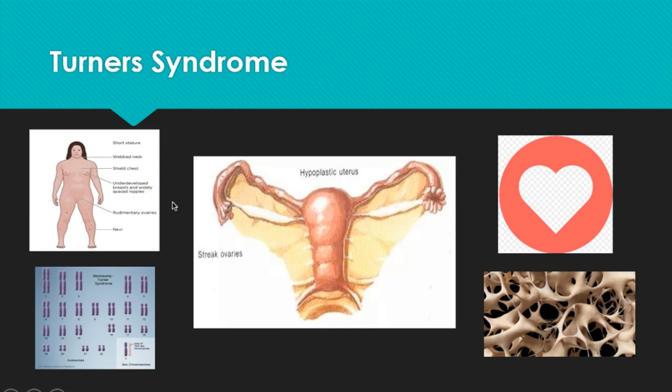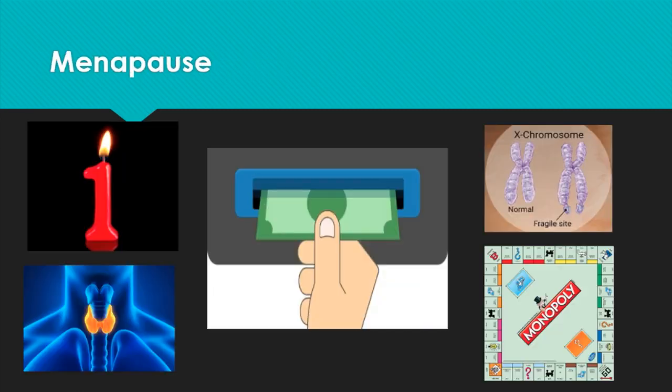For example, the patients tend to be short, which is because estrogen helps with growth. They also don't develop secondary sexual characteristics, another thing estrogen is responsible for. Examiners like you to know that since estrogen inhibits osteoclasts, they are also more prone to osteoporosis. And the treatment for this is to give hormone replacement therapy.